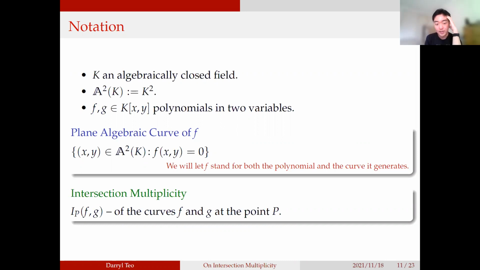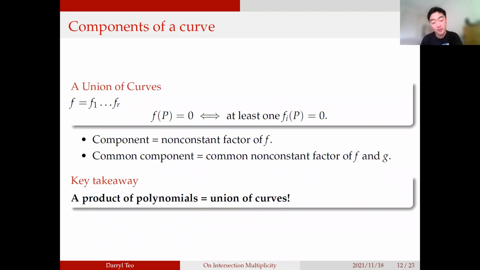And so with that, the plane algebraic curve of F is the set of all points in A2K which satisfy the equation F(x,y) = 0. And for notational purposes, F will stand for both the polynomial and for this curve that it generates. And with that, we will denote the intersection multiplicity with I_P(F,G) for the curves F and G at the point P. I just want to make a remark about products.